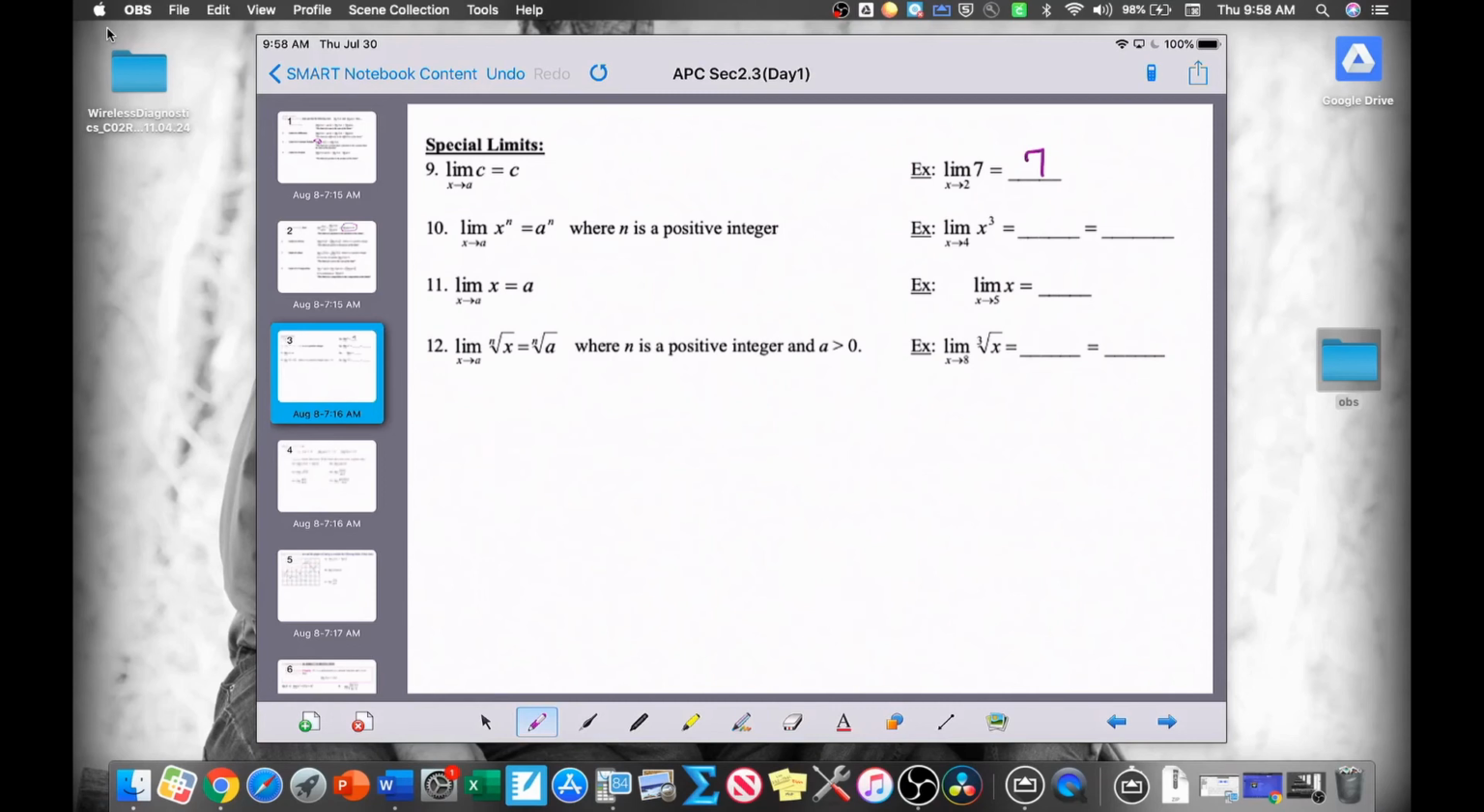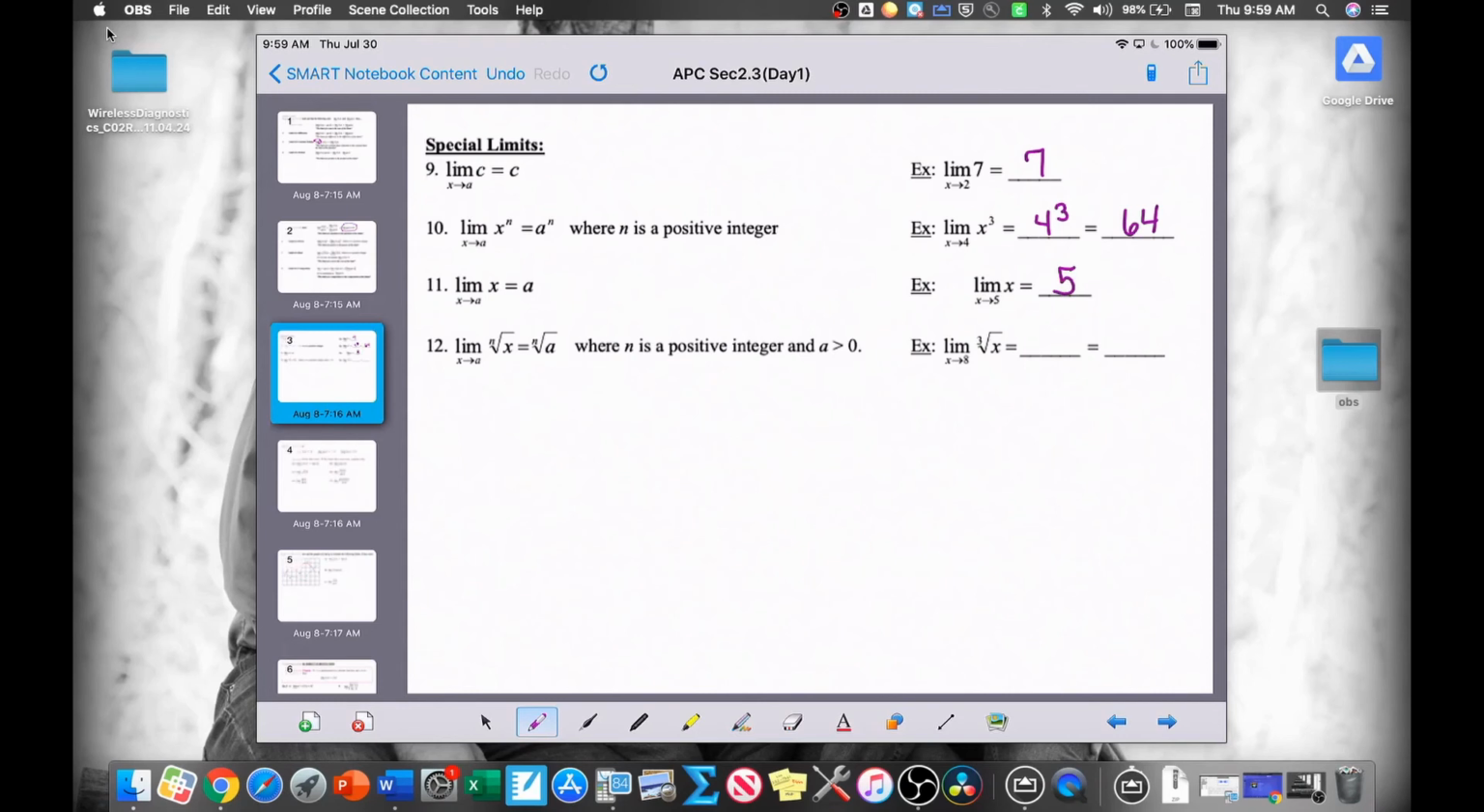Limit law number 10, the limit as x approaches a of x to the nth power will just be a to the nth power. So the limit as x approaches 4 of x cubed is going to be equal to 4 cubed, which is 64. Number 11, the limit as x approaches a of x is just a. So the limit as x approaches 5 of x is 5.